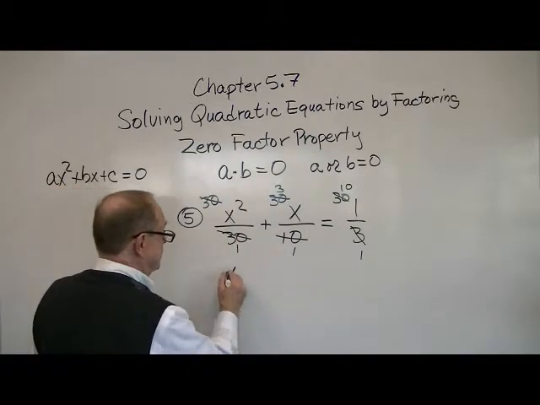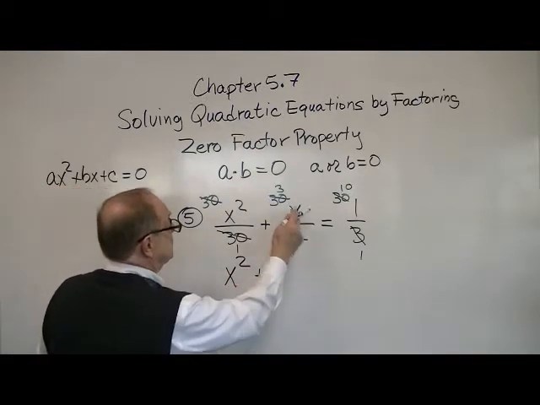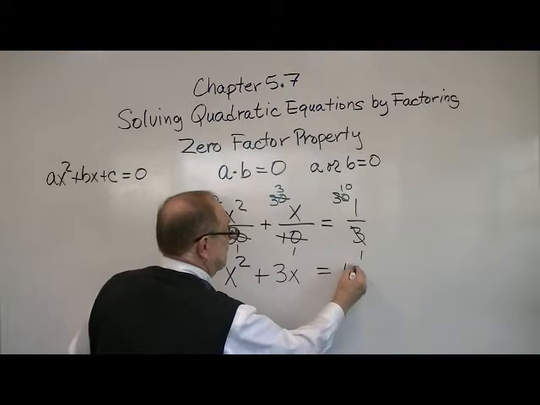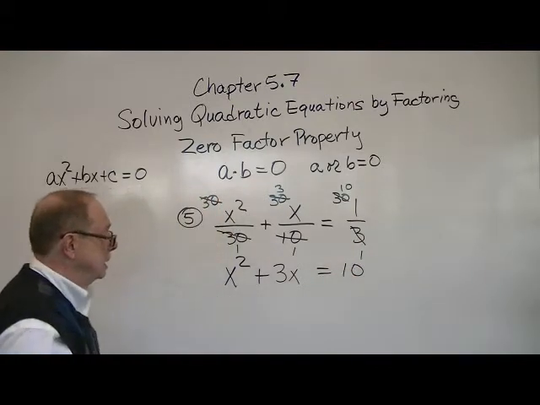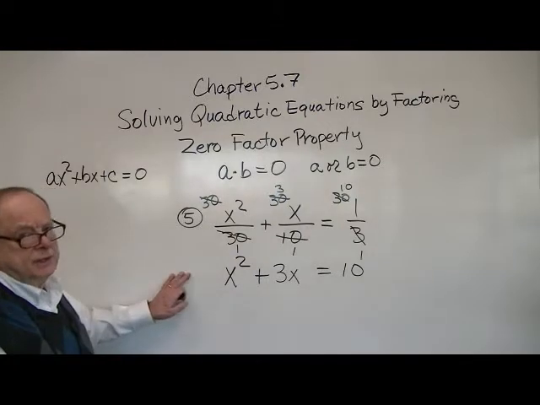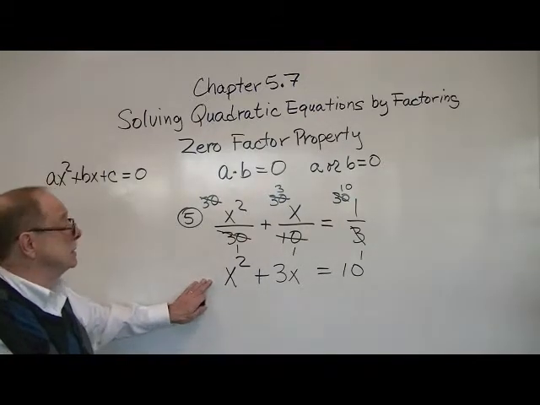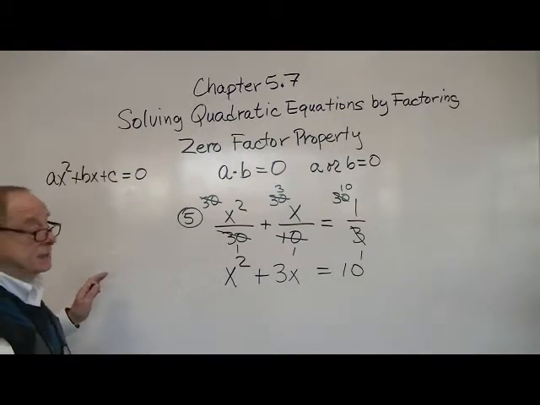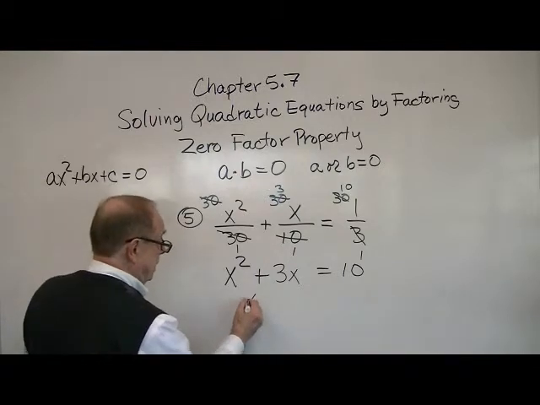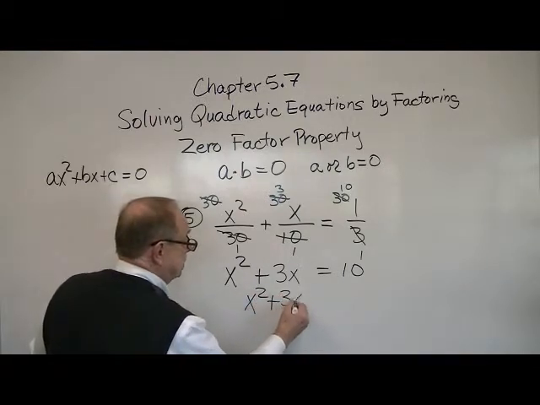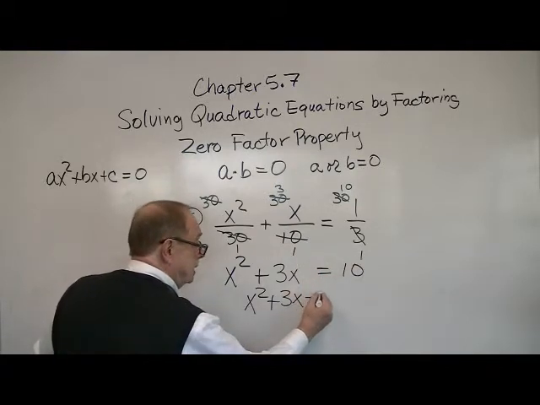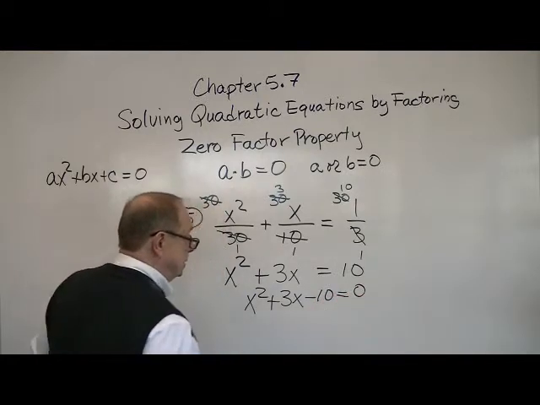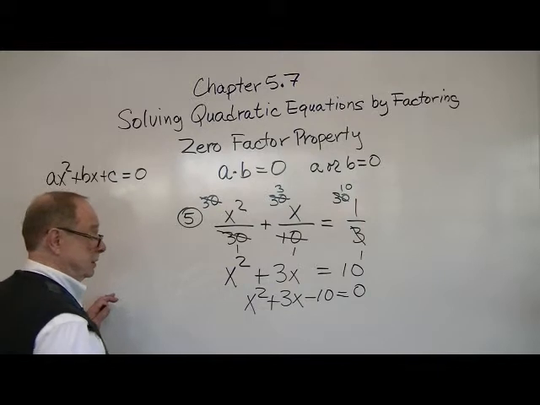So this is now x squared plus 3x equals 10. Now you might say, what's wrong with this? Well, it's not in standard form. So what do we have to do to put it in standard form? Well, we rewrite it. X squared plus 3x, transpose this 10, on this side it becomes opposite sign, negative 10, equals 0. Now what do we do? We factor it.